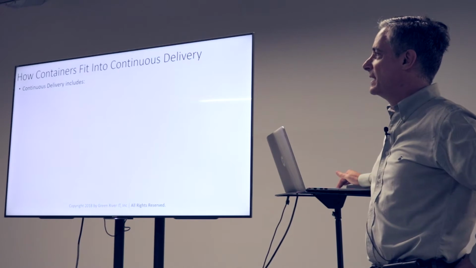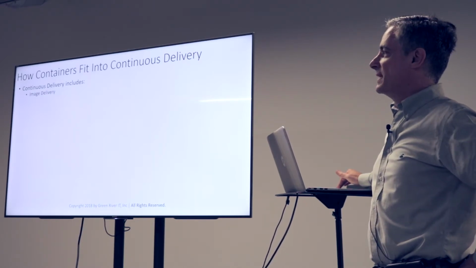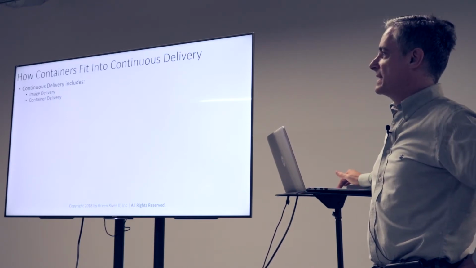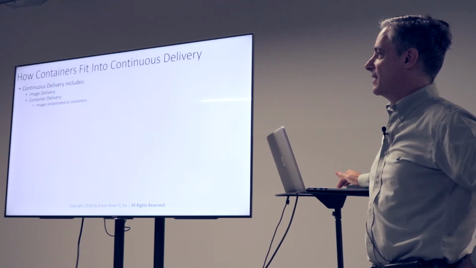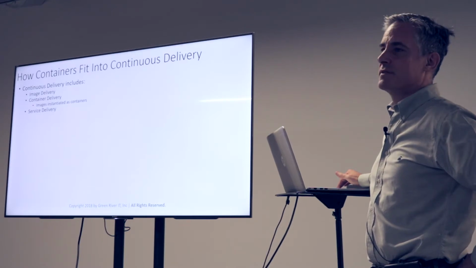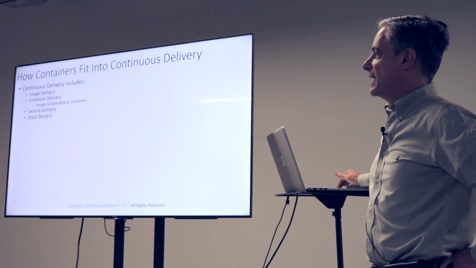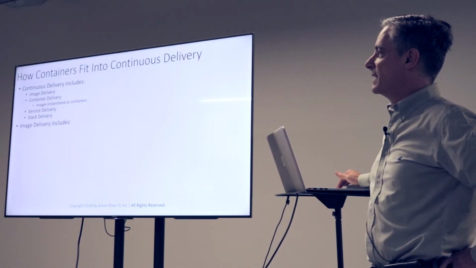So now that we know this, if we're going to implement continuous delivery, we're going to need to include delivery of these images. We're going to need to include delivery of containers, which again are the images instantiated as containers at some point in our process. Delivery of these services, which are groups of cloned containers, and delivery of stacks. So then, if we're delivering images, the first bullet up there, our second elaborates on that a little bit.